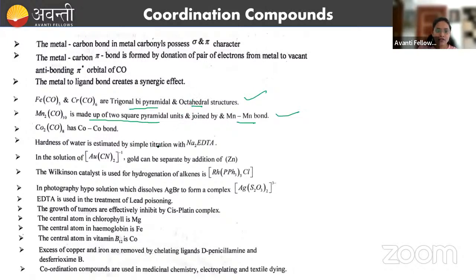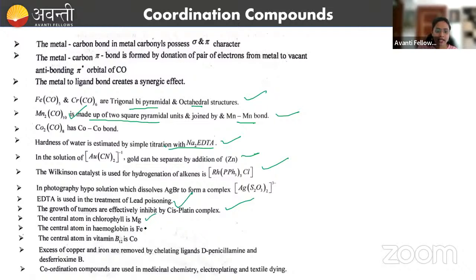Hardness of water is estimated by using this. Gold can be separated by using this. Wilkinson's reagent is this one, which is used in hydrogenation of alkenes, and it is a coordination compound. In photography, hypo solution dissolves AgBr. EDTA is used in the treatment of lead poisoning. Cisplatin is used for inhibiting the growth of tumors.